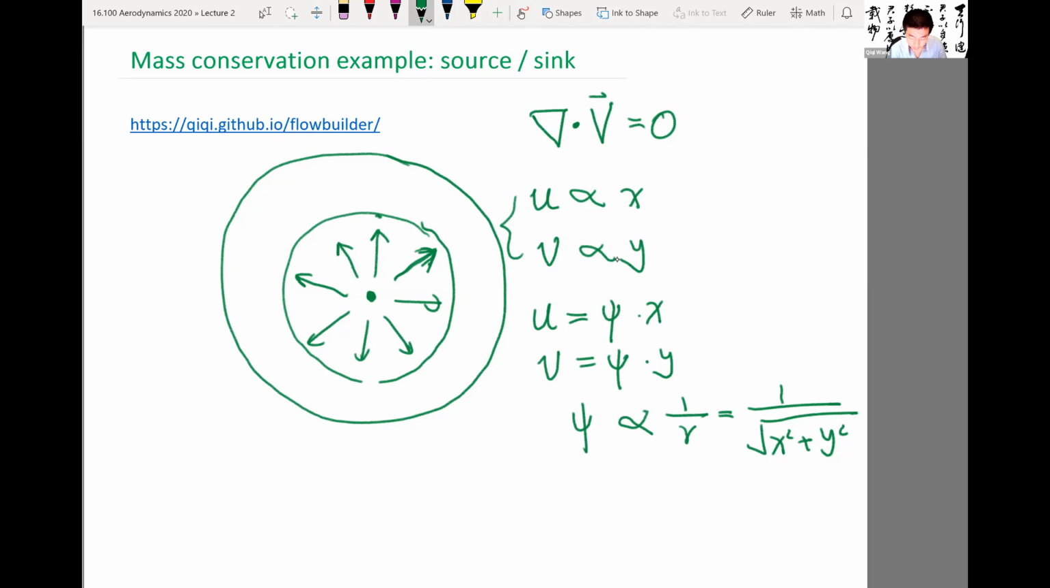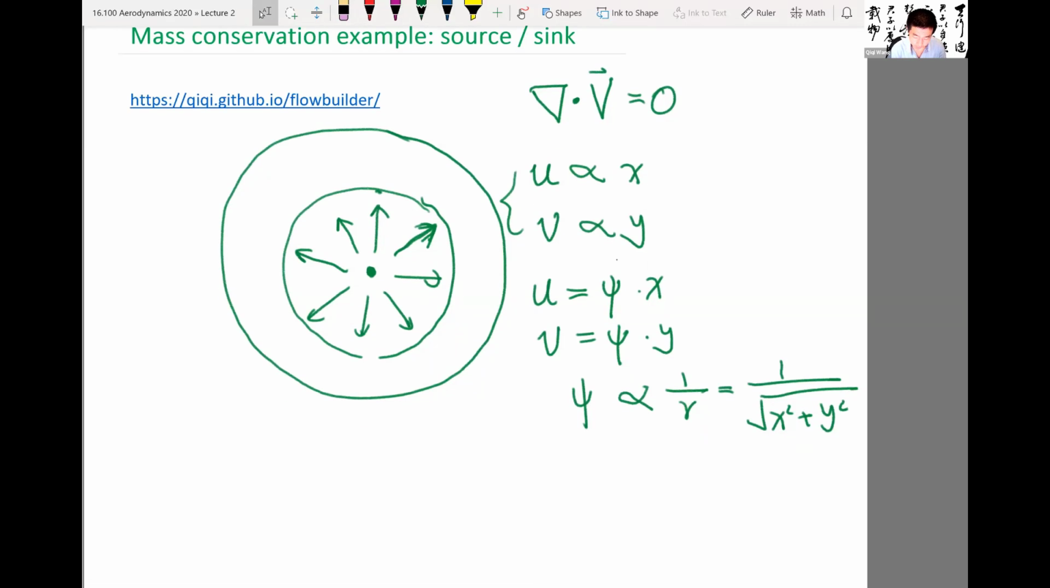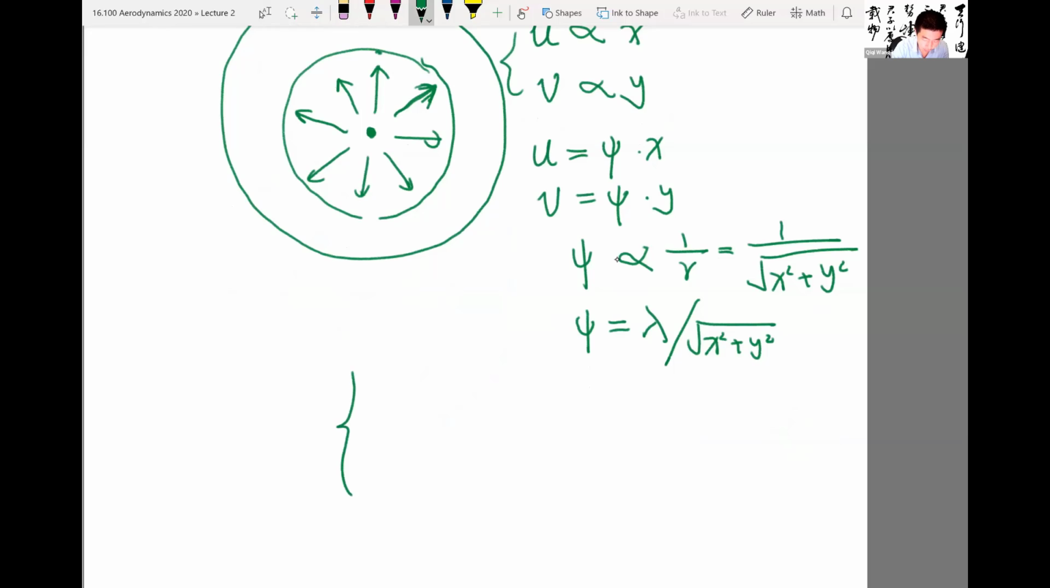Okay, so that actually introduces a real universal constant. That's my velocity magnitude equal to a global constant lambda divided by square root of x squared plus y squared. And now if I plug it in, the solution for this isolated source is going to be u equal to lambda times x divided by square root of x squared plus y squared, and v equal to lambda times y divided by the square root of x squared plus y squared.